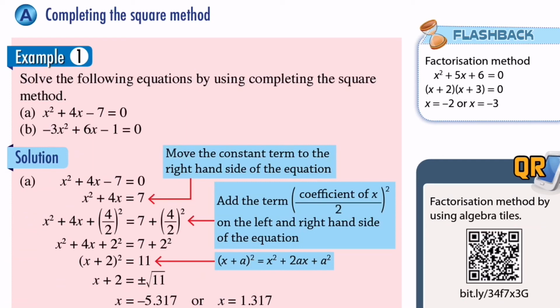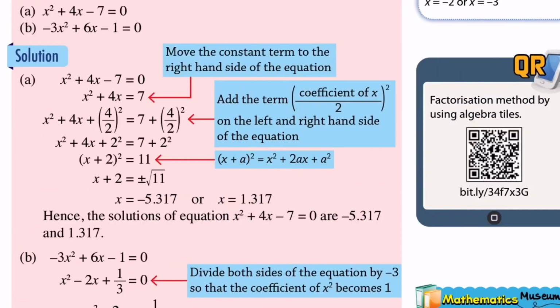Once you add (b over 2) squared, the left-hand side is already a completed square. So you just simplify the right-hand side, and then solve it by using the square root. Once you take the square root, make sure you get two answers, plus and minus. Then you should have two answers, right? For a question with a number in front of the x squared, you must divide until the coefficient of x squared is 1. Then after that you do the same thing.